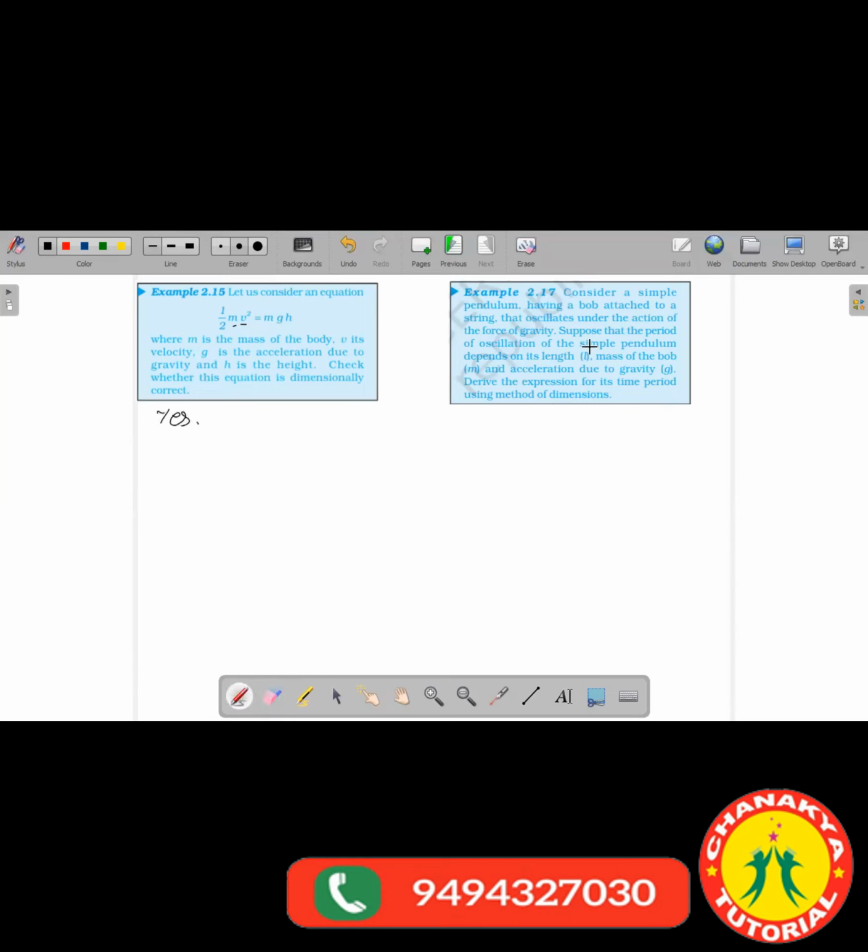For this one, consider a simple pendulum having a bob attached to a string that oscillates under the action of force of gravity. Suppose that the period of oscillation of the simple pendulum depends on its length, mass of the bob m, and acceleration due to gravity. Derive the expression for its time period using method of dimensions. The question is not giving you the formula, but it tells you to find out the formula for the time period. It has given some dependencies.